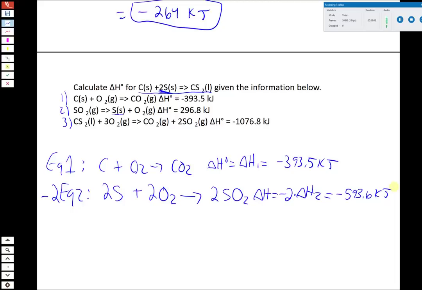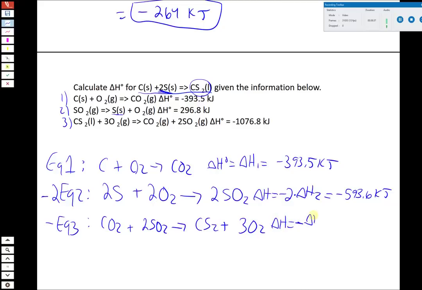And then finally, this last equation, we see that we have CS2 as a product. Equation 3 has CS2 as a reactant, so we're going to flip it. If we flip equation 3, that moves CS2 to the product side, which is where we want it in our overall equation. So we flip equation 3, and we get CO2 plus 2SO2 going to CS2 plus 3 O2s. And the delta H for this, because we just flipped equation 3, is just going to be the negative of that delta H for that reaction, which is going to be positive 1076.8 kilojoules. Alright, so we take this number and just make it positive.